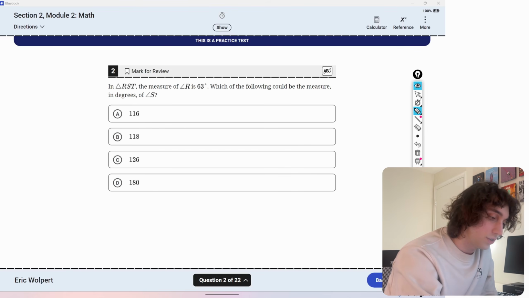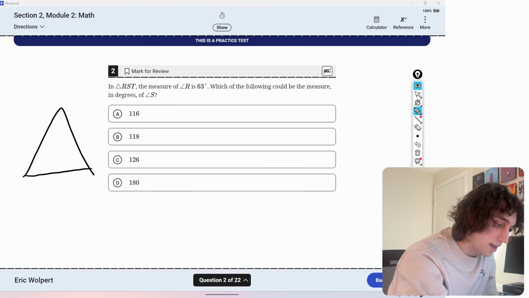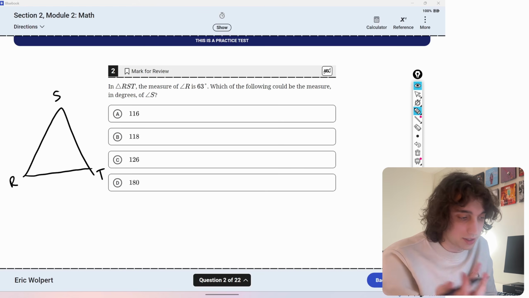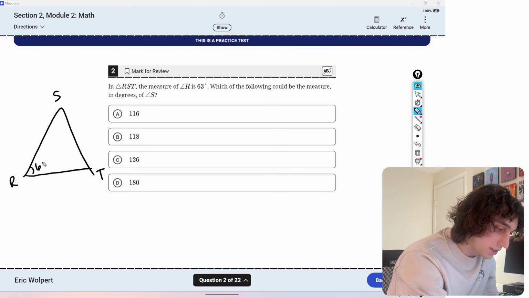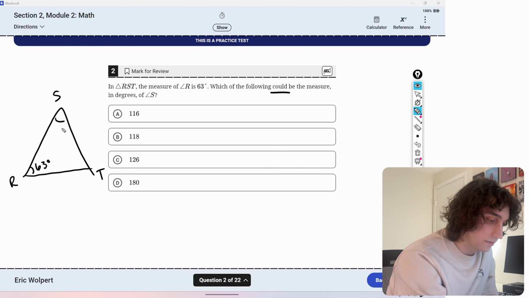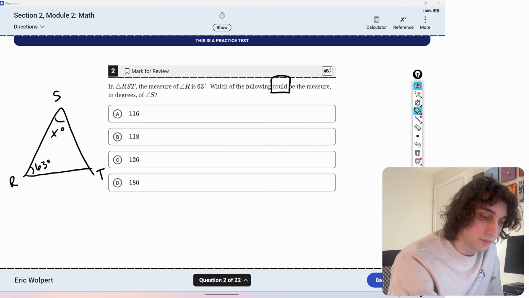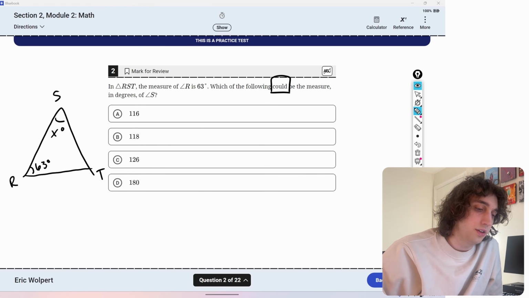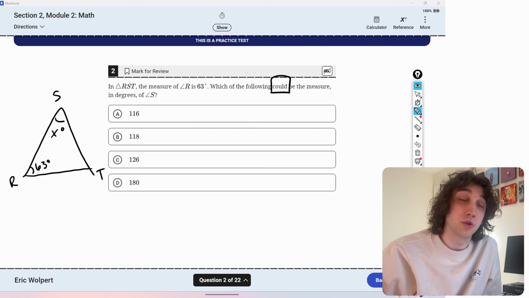Number 2, we have a triangle RST. Whenever we have some sort of figure, you should draw it out on paper, even though it's tedious. The measure of R is 60 degrees, which the following could be the measure of angle S. I'm going to call this X degrees. So the word could, when the SAT uses the word could, what could be the answer, what could be the measure, they're using it deliberately because there are multiple answers.